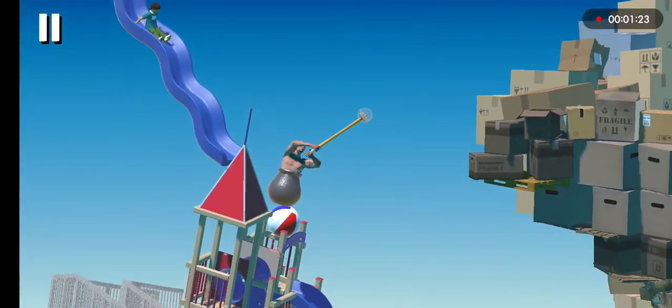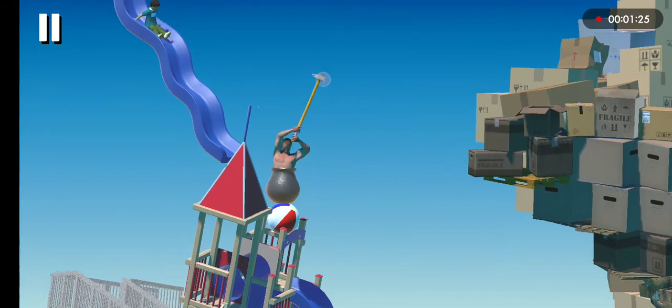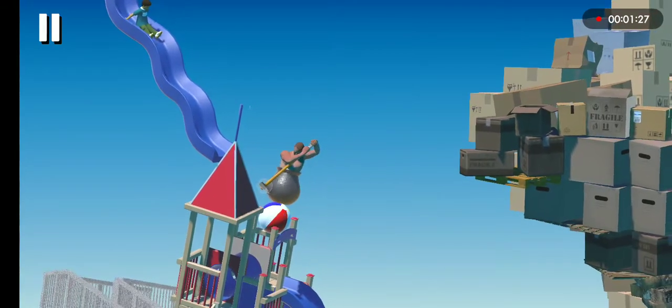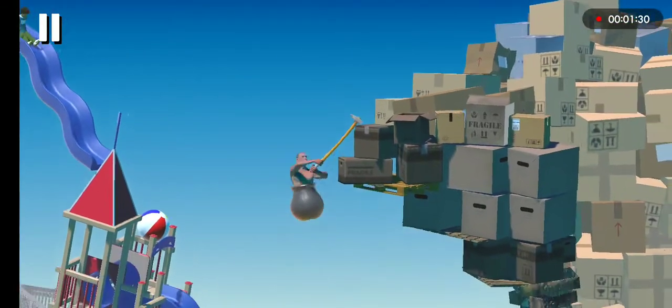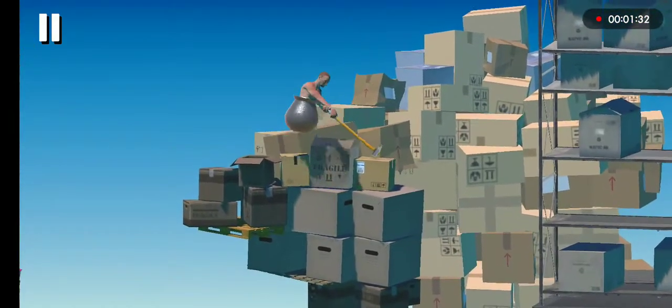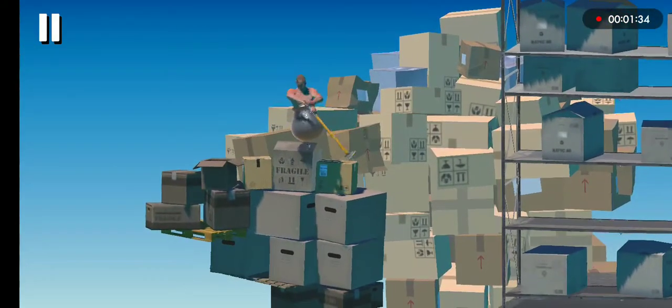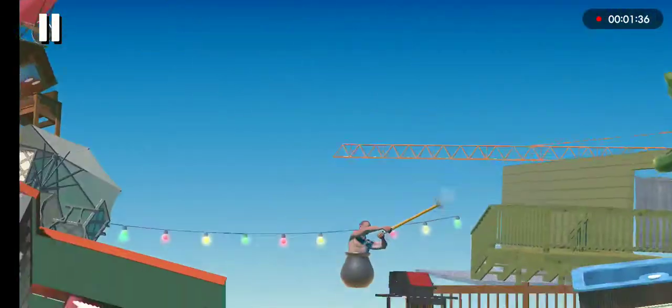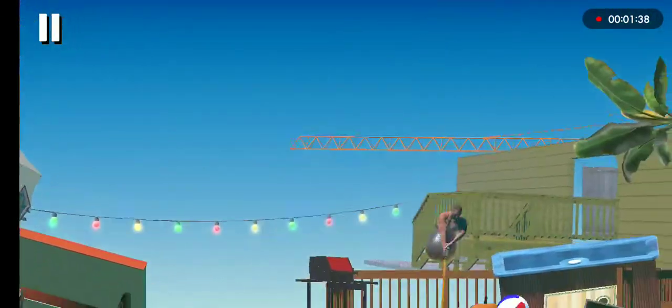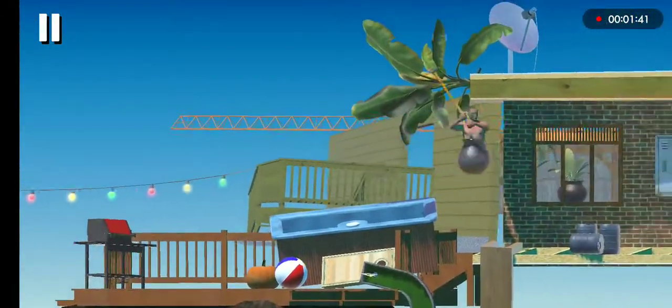The best idea is probably to go from the house and then bounce all the way up. But that's only for pros, and I'm not that good. So the best idea is to just go down, get your hammer, and swing up there. But it's not the best idea.